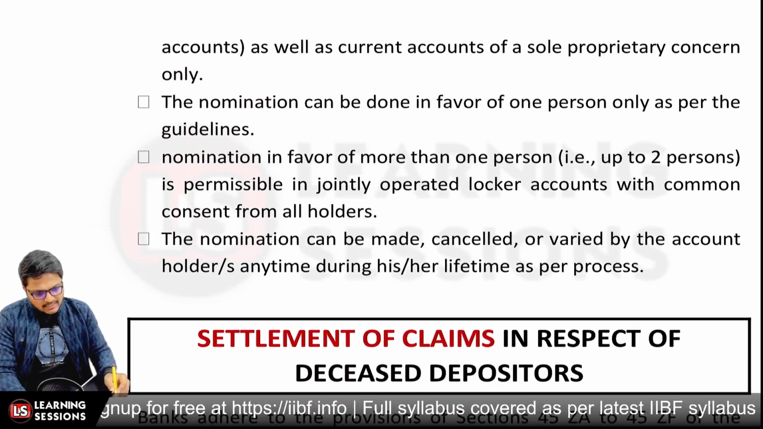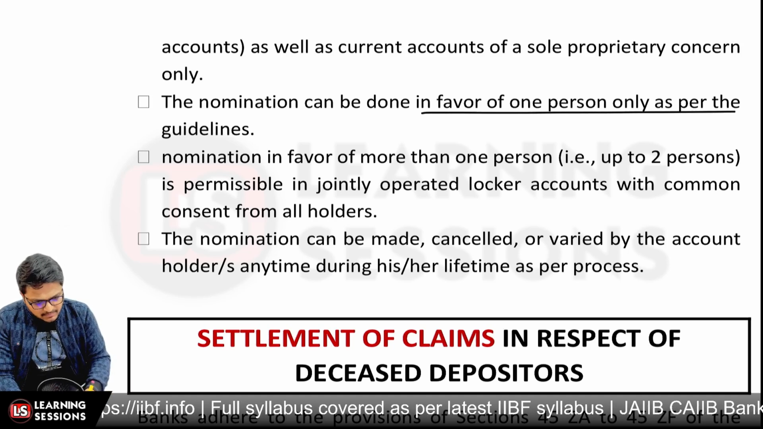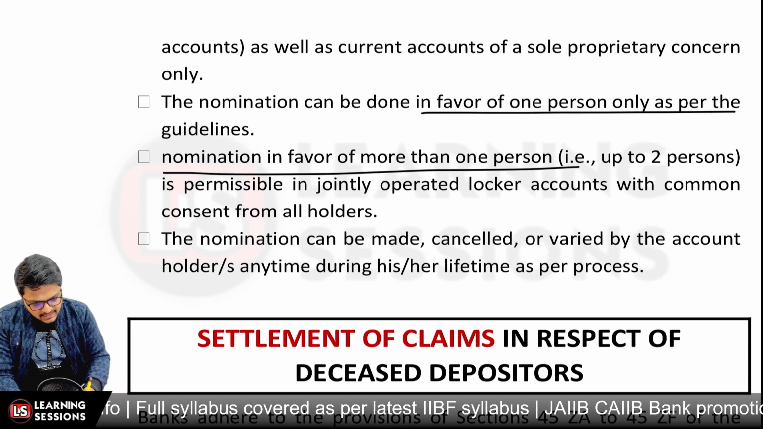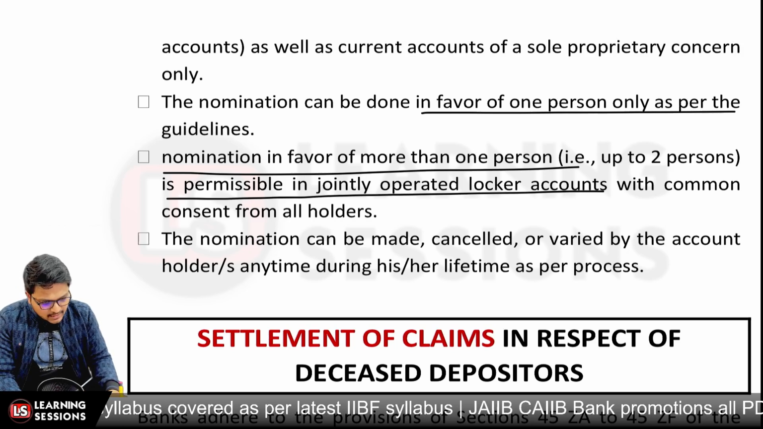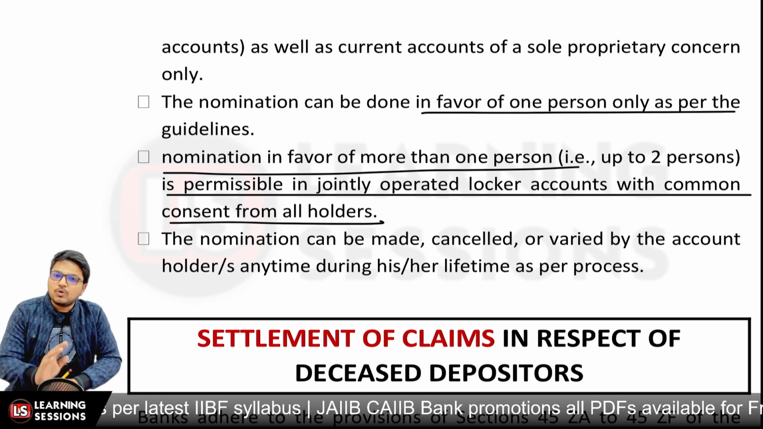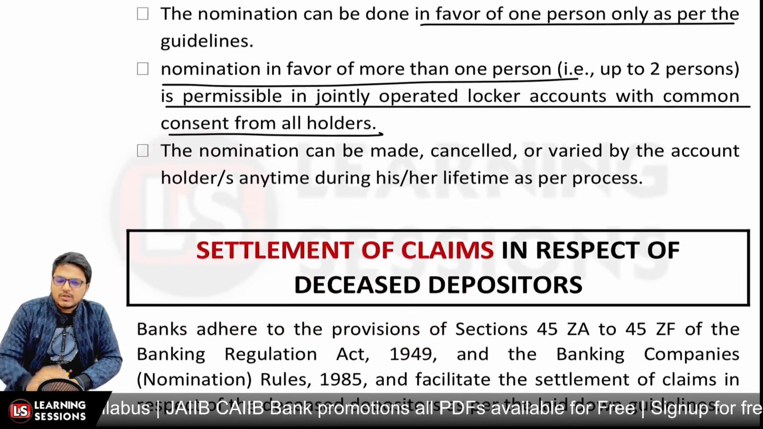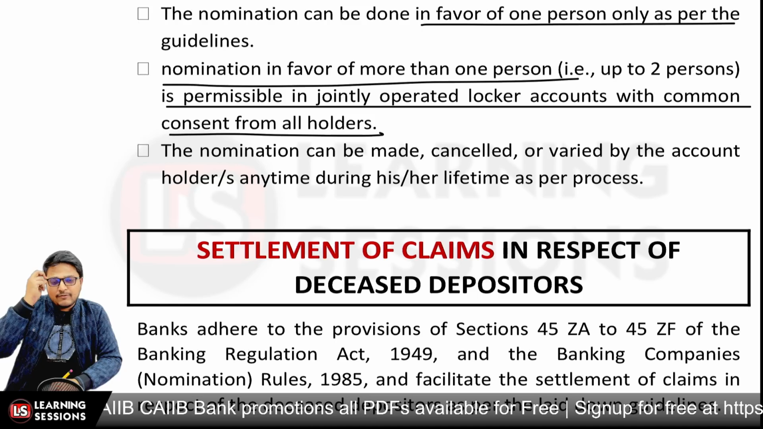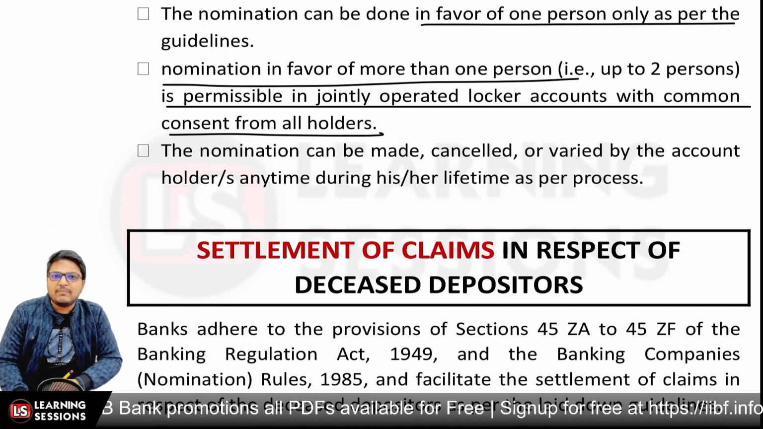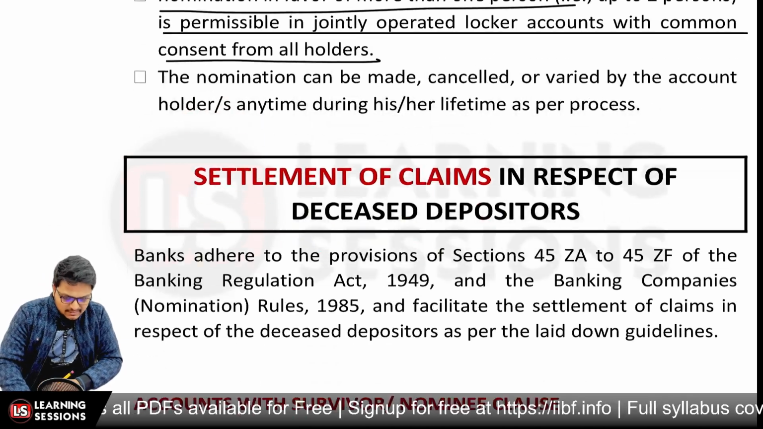Okay, so the nomination can be done in favor of one person only as per the guidelines, and nomination in favor of more than one person is permissible in jointly operated locker accounts with the common consent of all the account holders, right? So that's the case related to it. And the nomination can be changed at any time, cancelled any time, modified any time, and further it can be made anytime during the lifetime as per the process.